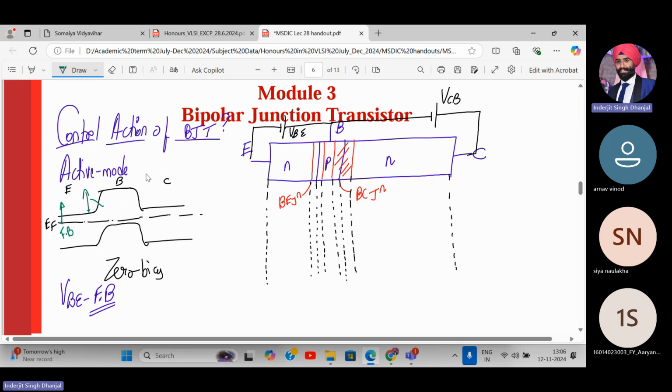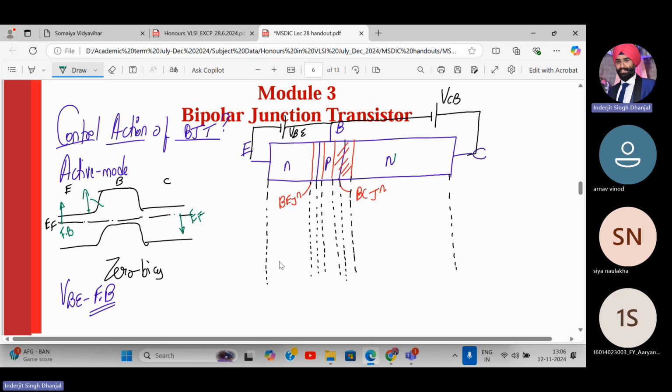Now the base collector junction is reverse biased. So what happens in reverse bias? We are applying a positive voltage to an n-type semiconductor. So this energy level will go down. Are you listening to what I'm doing? Why does a particular energy level go up and down? Because of the applied voltages.